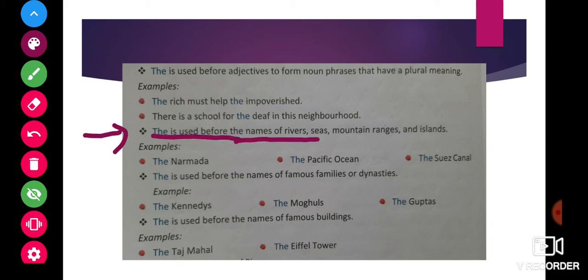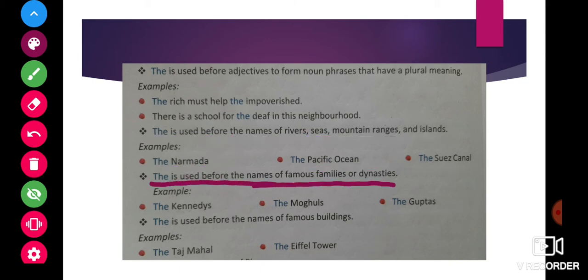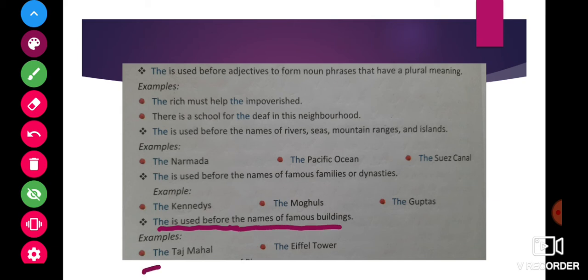The is used before the names of rivers, seas, mountain ranges and islands, like the Narmada, which is a river, the Pacific Ocean, and the Suez Canal, which is a specific place. The is used before the names of famous families or dynasties like the Kennedys, the Mughals, the Guptas. The is used before the names of famous buildings like the Taj Mahal or the Eiffel Tower.